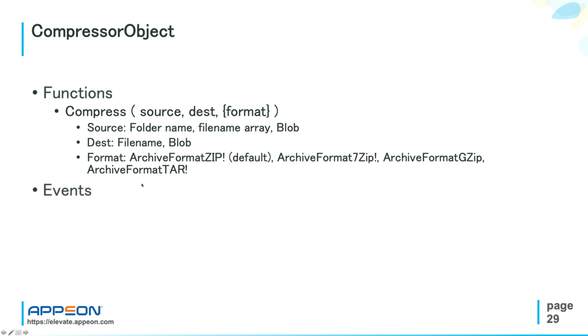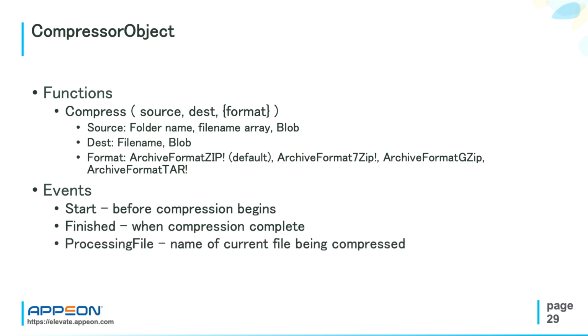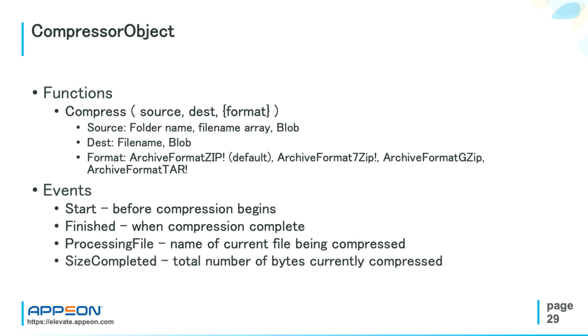There are also events in the compressor object, and the events are start, which happens before the compression begins, finished when the compression completes, and processing file, which gives the name of the current file being compressed. Size completed will give you the total number of bytes currently compressed. So you can monitor the compression process and provide, for example, some progress bar.